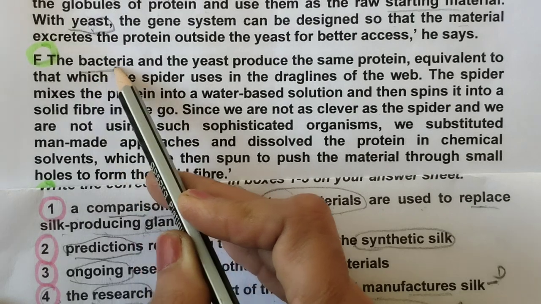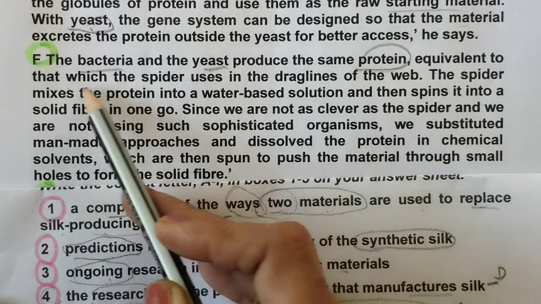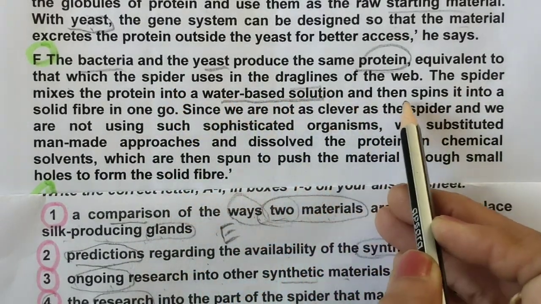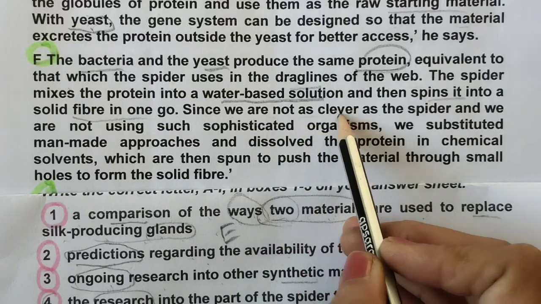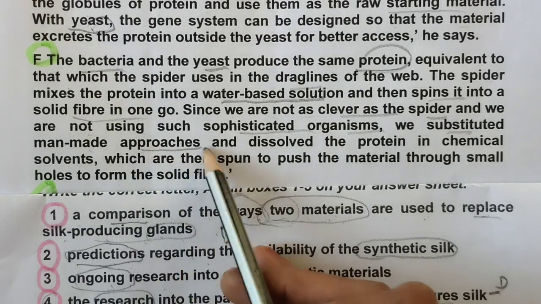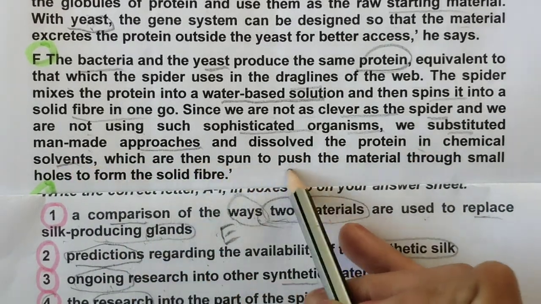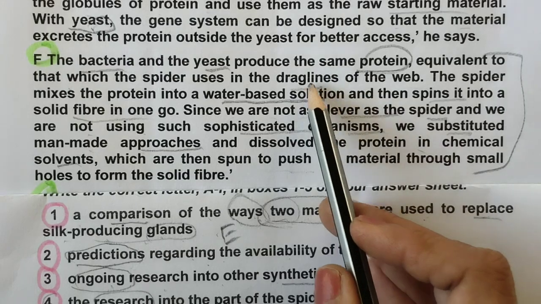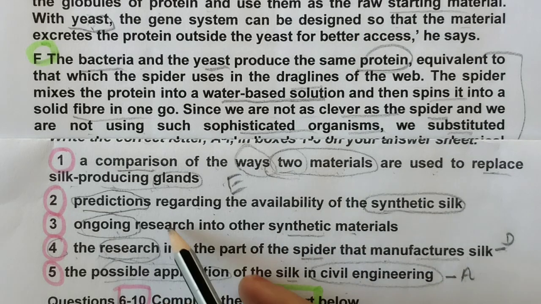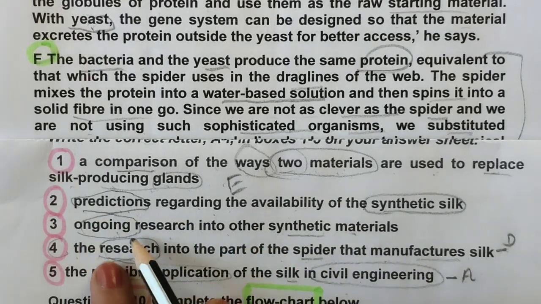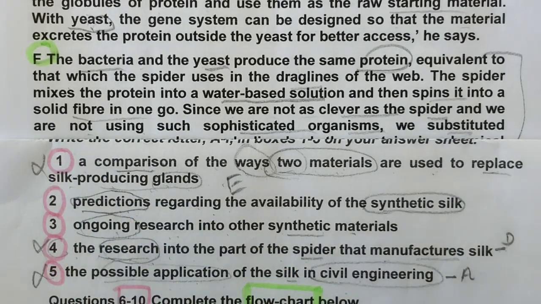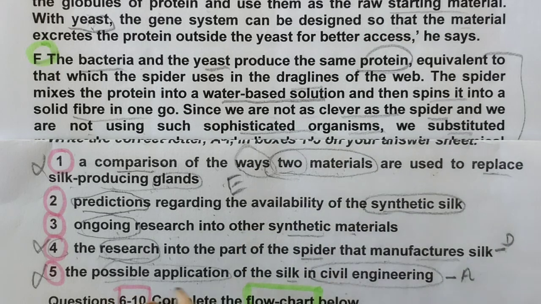The bacteria and yeast produce the same protein equivalent to that which the spider uses in the dragline of the web. The spider mixes the protein in a water-based solution and then spins it into solid fiber. Since we are not as clever as the spider, we are not using a sophisticated organism. We substituted man-made approaches and dissolved the protein in chemical solvent. So some procedure I think they are talking about with bacteria and yeast, same protein and all. So we are not looking for any message. Here we are looking for predictions, ongoing research. This we have selected, but still options are open.